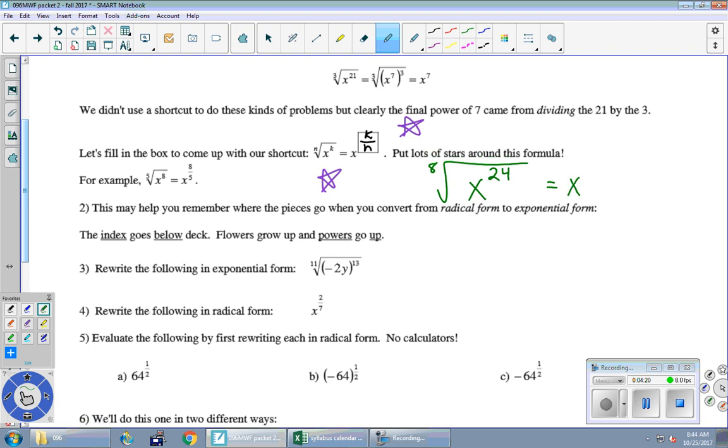So we can translate this to a fraction. What fraction is it? What goes up on top here? That's the 24, and downstairs is the 8. And it turns out that goes in evenly. So x cubed is our answer. Okay?